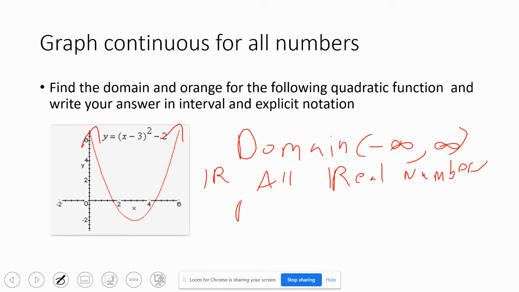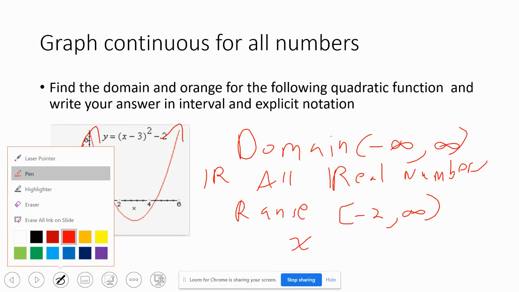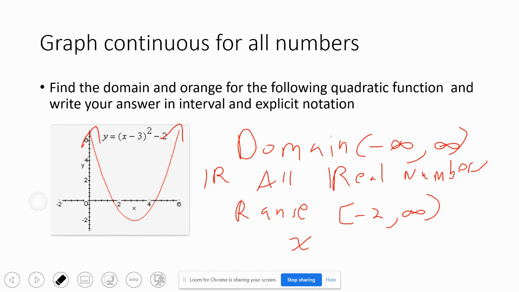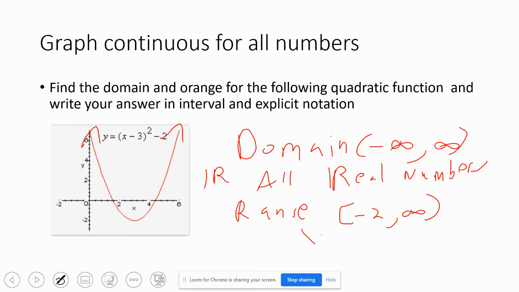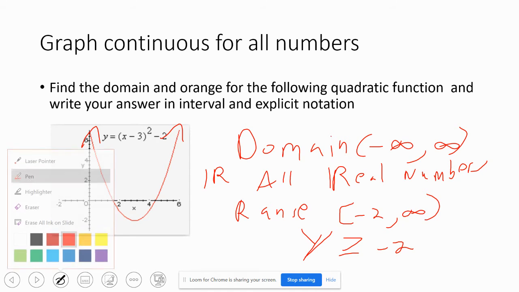That's domain. The range starts with the lowest value, which is approximately negative 2, and it goes all the way up to infinity. So the range would also be x, sorry, not x, because the range is y. So that'd be not x, but y greater than or equal to negative 2.